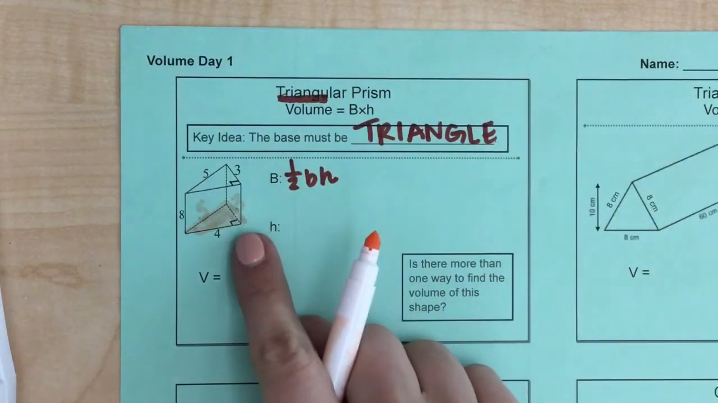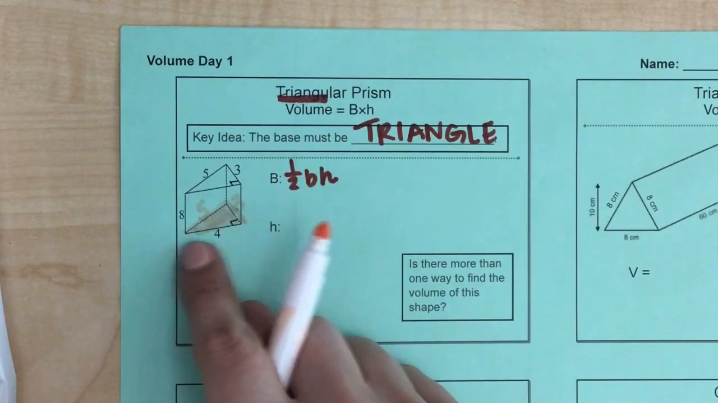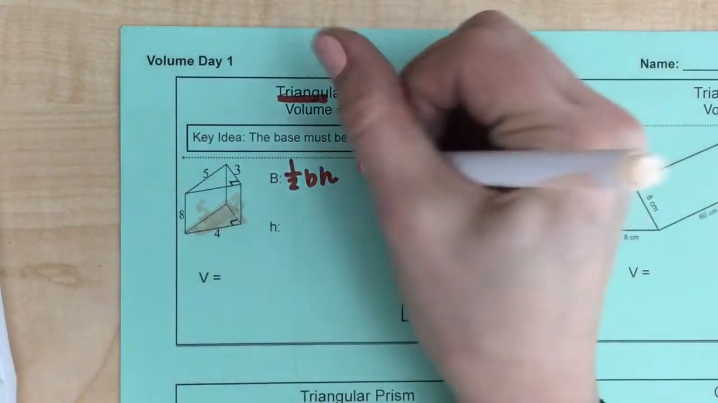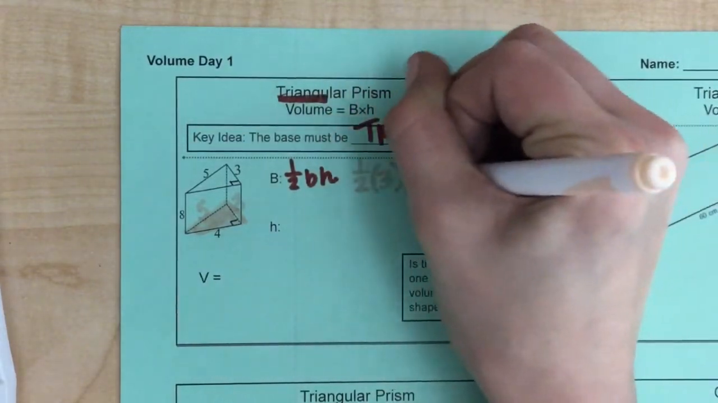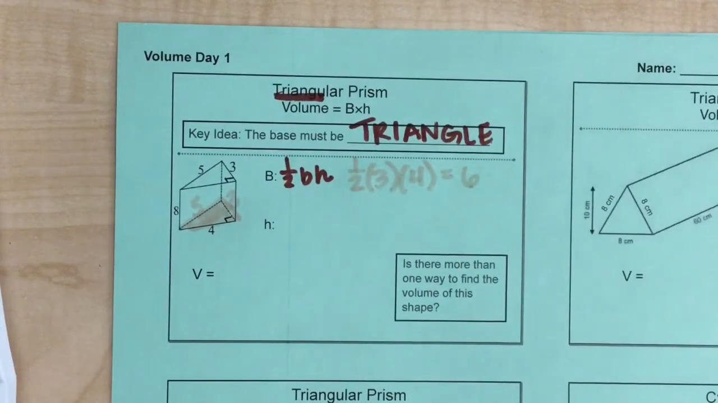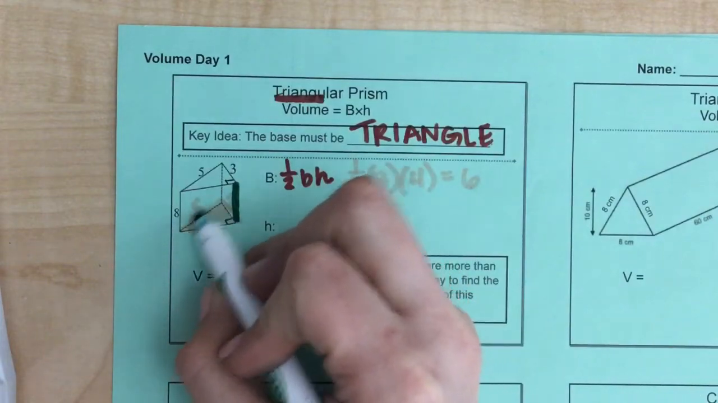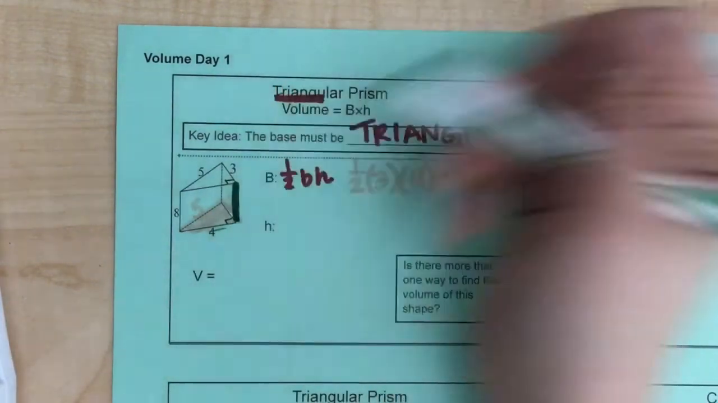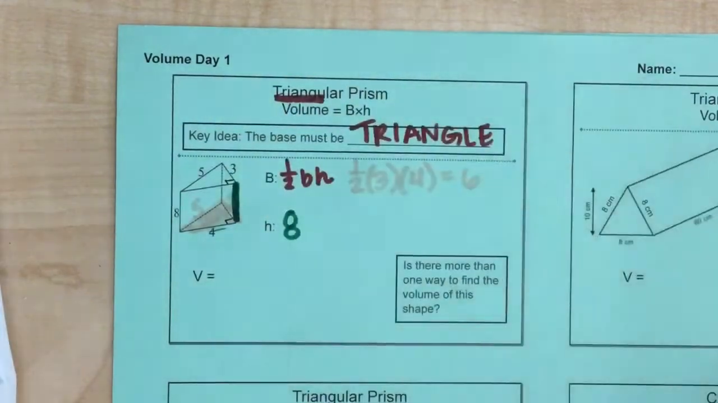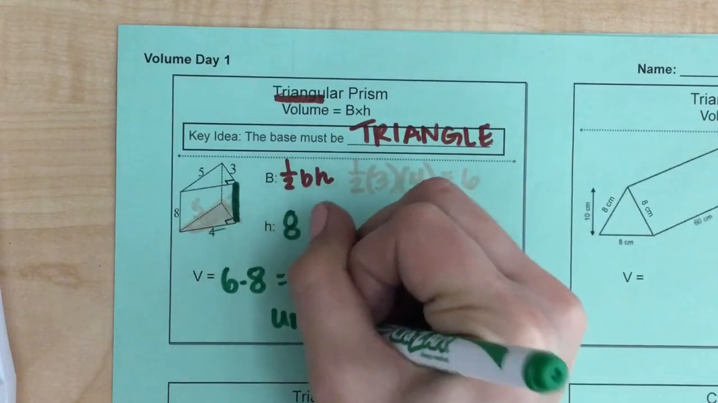So when I substitute my numbers in to find the area of that base, it's a right triangle. So my height and my base are going to be 3 and 4. So 1/2 times 3 times 4, and that gives me 6 for my capital B value. Now remember, the height is always with respect to the shape when it's sitting on its base. So here's the base, that pink triangle down here. When it's sitting on that base, the height is going to be 8. So my volume is 6 times 8, which is 48 units cubed.